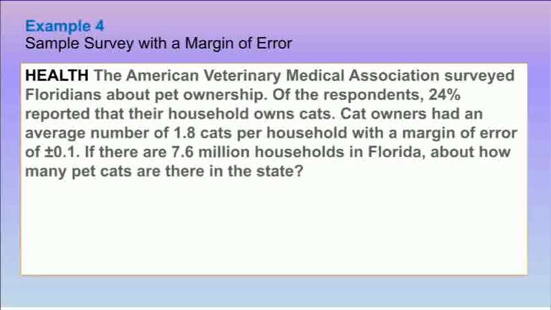To our question, the American Veterinarian Medical Association surveyed Floridians about pet ownership. Of the respondents, so those who responded to the survey, 24% reported that their household owns a cat. Cat owners had an average number of 1.8 cats per household with a margin of error of plus or minus 0.1. That means 0.1 above or 0.1 below. If there are 7.8 million households in Florida, about how many pet cats are there in the state?